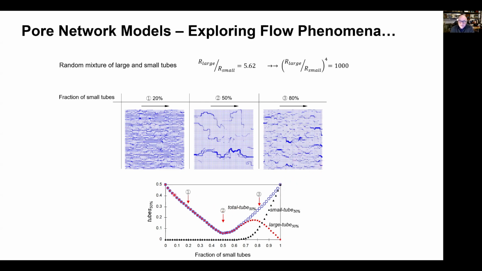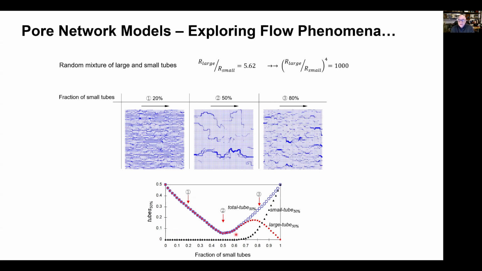Interestingly enough, when you have a mixture of 50-50, 50% of the tubes large and 50% of the tubes small, a very small percentage of the tubes, less than 10% of the tubes, carry more than 50% of the fluids.